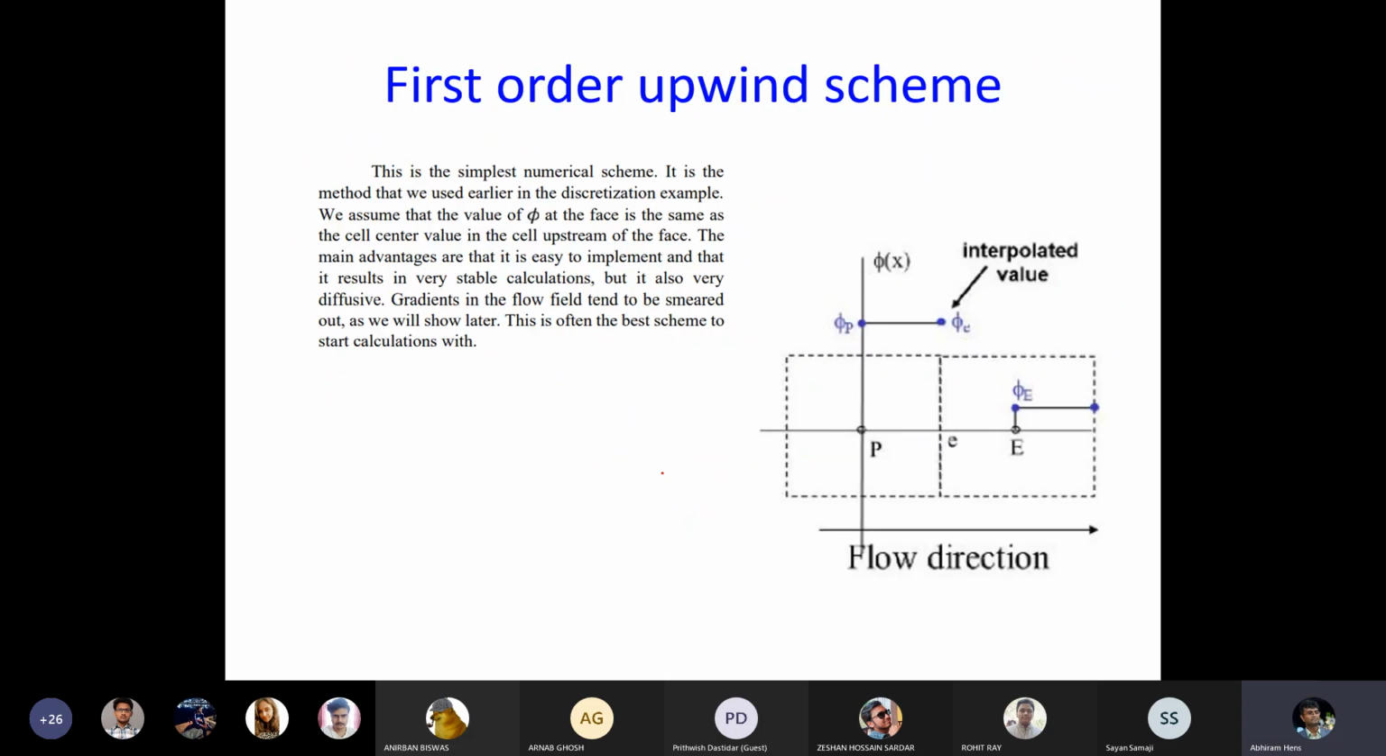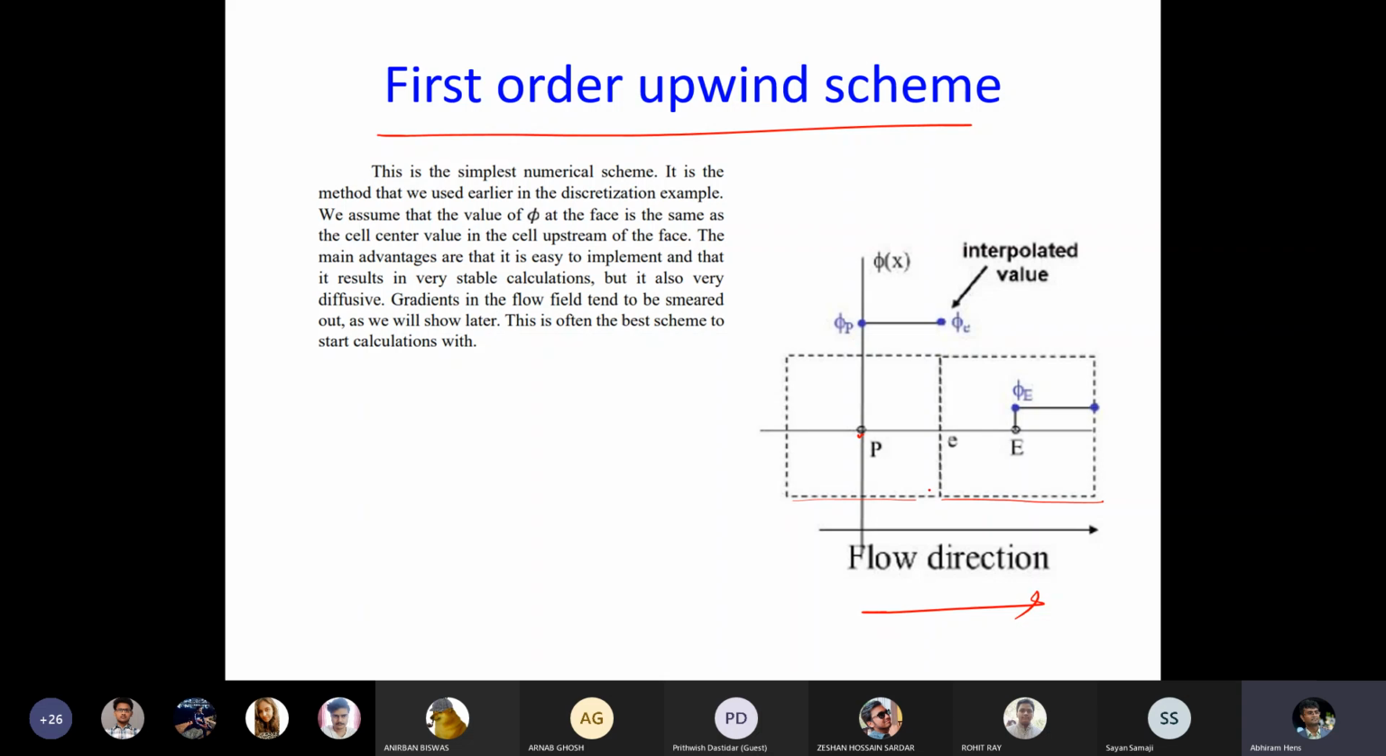So the first one is the first order upwind scheme. First order upwind scheme is the most simple one. If you have a point, so these are the two control volumes. This is the central one and this is the right hand side, and this is the flow direction. So your flow is moving in this direction.